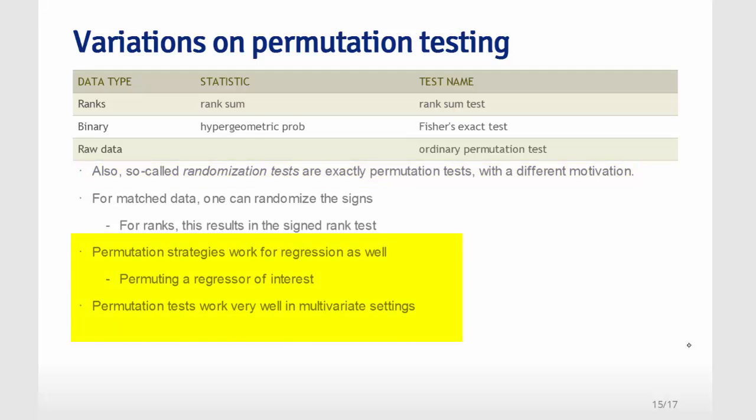I would also add you can use permutation strategies in regression. So you just simply permute a regressor, and this is a different way to get a null distribution than using the normal distributions that we'll cover in our regression class and as the next part of the specialization. And permutation tests work very well in multivariate settings because you can calculate maximum statistics that control family-wise error rates. We're not going to go over too much of any of this. We simply want you to be able to go through a simple permutation test, get the ideas, so later on you can build on top of this foundation.